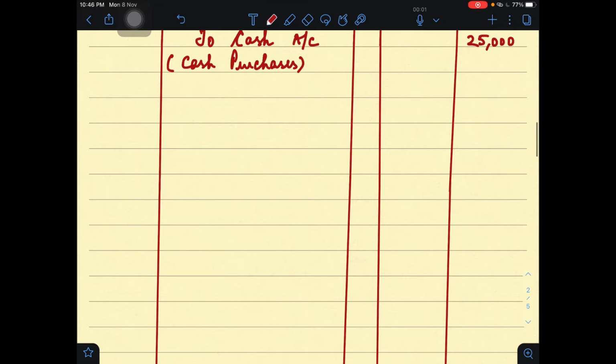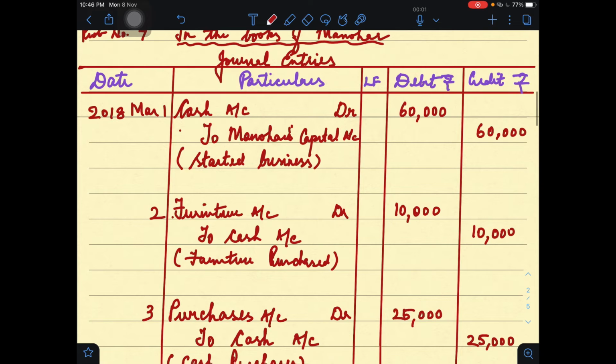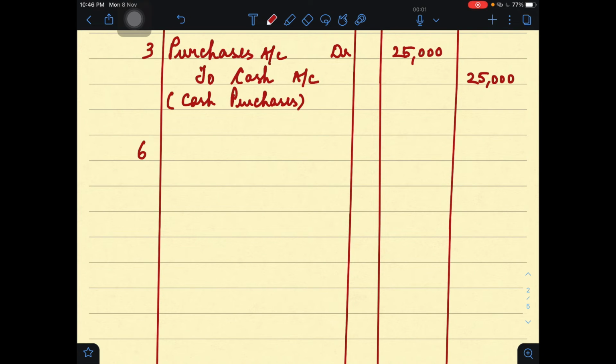Here the date will be 6 now. Remember, we will write the year and month once, and the date will be repeated one after the other. Bought goods from Kamalesh on credit. This time it is on credit. As I was mentioning earlier, transactions are of three types. Now we are talking about a credit transaction, and here no cash is actually paid to Kamalesh. It is a credit purchase. When we buy goods, we consider it as purchases, which is nominal in nature. So debit all expenses and losses.